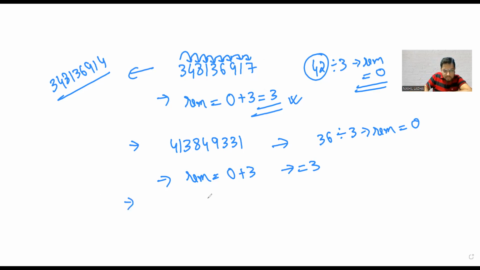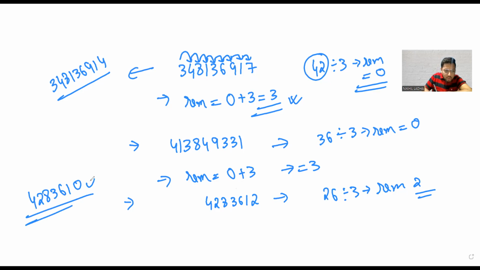Let's check another one. 4, 2, 8, 3, 6, 1, 2. Let's add it. 4 plus 2, 6, 6 plus 8, 14, 14 plus 3, 17, 23, 24, 25, 26. So 26 when divided by 3 leaves a remainder 2. What we're going to do is subtract 2 from this number directly. So we will be getting 4, 2, 8, 3, 6, 1, 0. Now you will be observing that this number is coming as what?